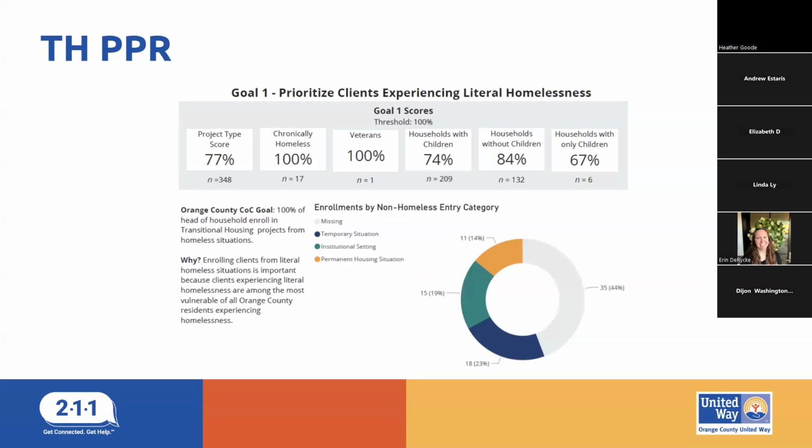So based on this chart right here, you can see that there are a good amount of missing responses, 44% to be exact. So we believe that this might be an issue due to data entry. So it is very important to collect the client's prior living situation in order to determine the client's entry category. And in return, this will help improve the score for goal 1.